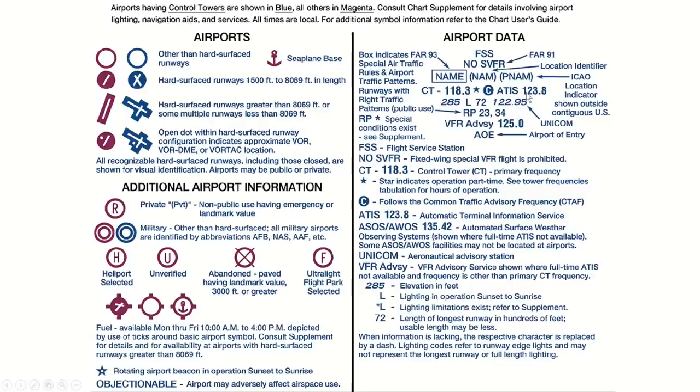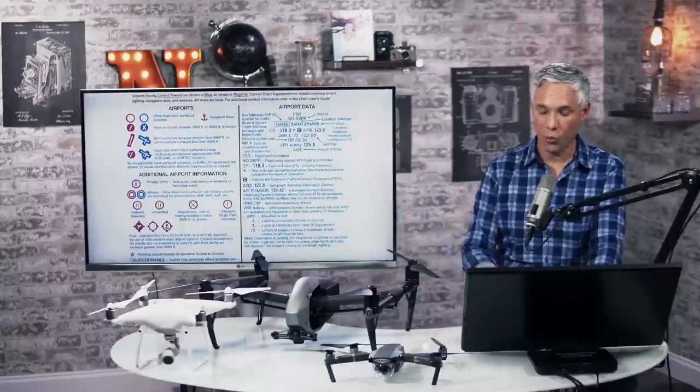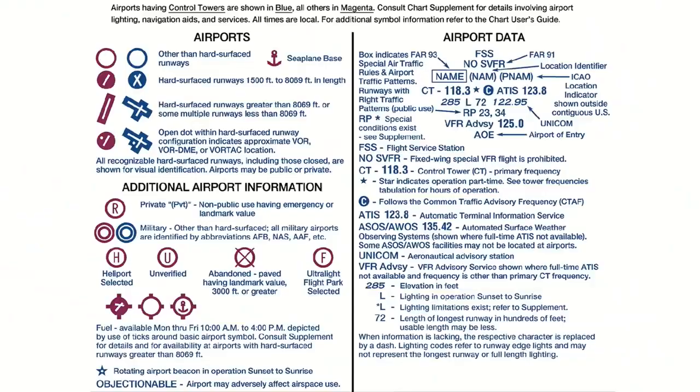You might have been tempted to look at this number. That's the ATIS, the Automatic Terminal Information Service, which might have information on rental cars or whatever. So when in doubt, go back to that legend and just make sure that you're looking at the right number.